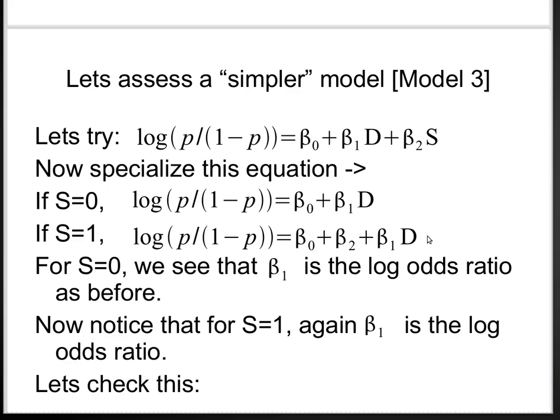What do we see now? If S is 0, we're speaking about the non-smokers. And we see that beta 1 is the log of the odds ratio, and that's the same as before in Model 2. But now notice that if S is 1, if we're speaking about the smokers now, then again beta 1 is the log of the odds ratio. The log of the odds ratio applies to both the smokers and the non-smokers here. The same coefficient applies to both.